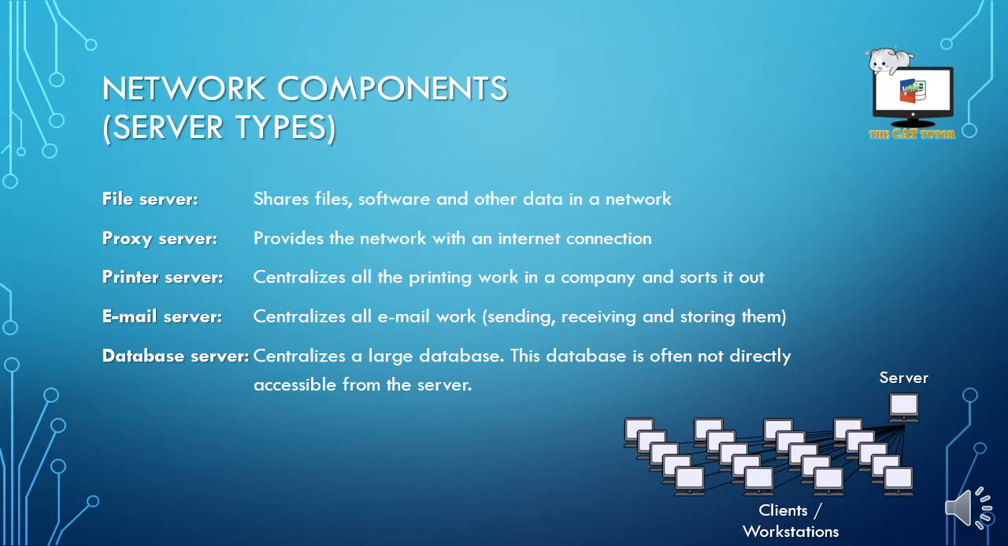As I've already mentioned, you get the file server, which shares files, software, and other data in a network. Then you get the proxy server, otherwise known as the internet server. This provides the network with an internet connection. Your ISPs have a boatload of proxy servers, and they share their connection to other people. ISP, internet service provider. You can see how they would need internet servers to provide an internet service.